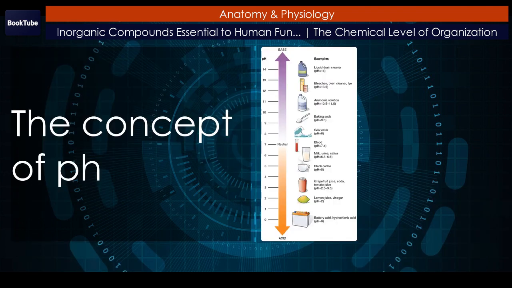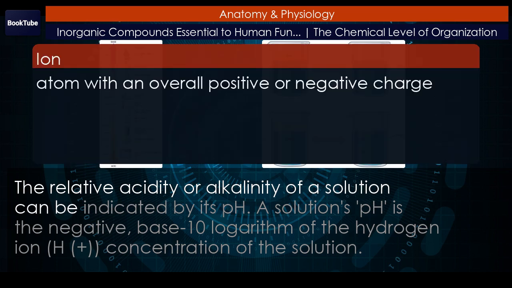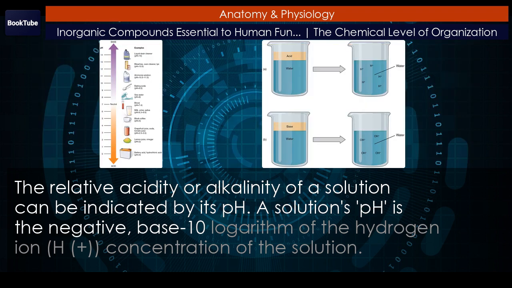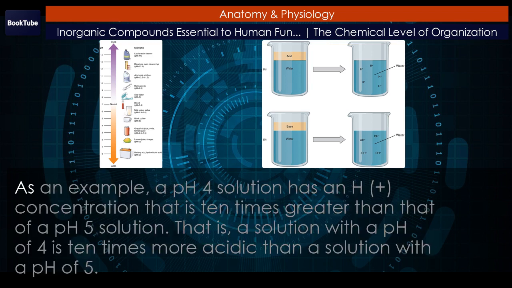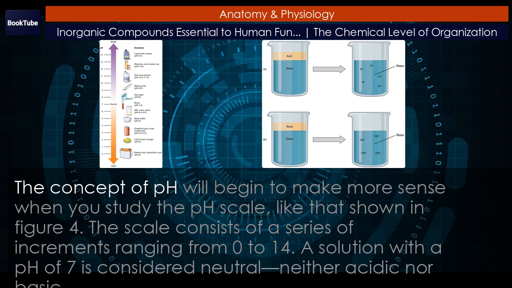The concept of pH. The relative acidity or alkalinity of a solution can be indicated by its pH. A solution's pH is the negative base 10 logarithm of the hydrogen ion, H+, concentration of the solution. As an example, a pH 4 solution has an H+ concentration that is 10 times greater than that of a pH 5 solution. That is, a solution with a pH of 4 is 10 times more acidic than a solution with a pH of 5. The concept of pH will begin to make more sense when you study the pH scale.